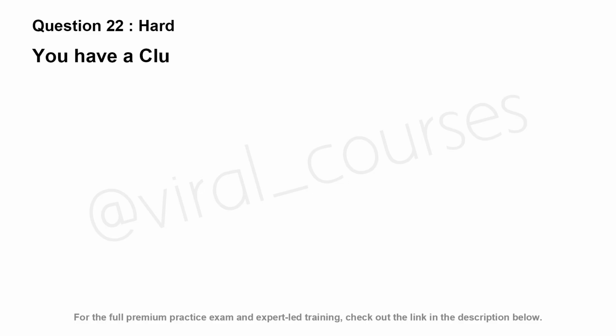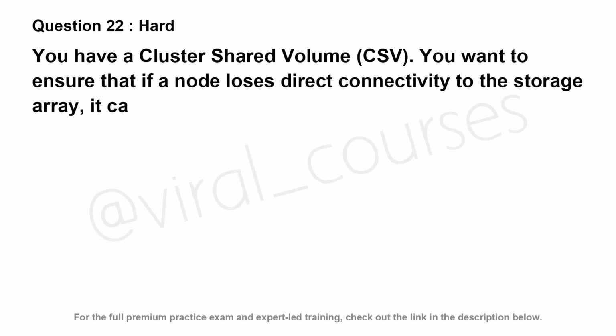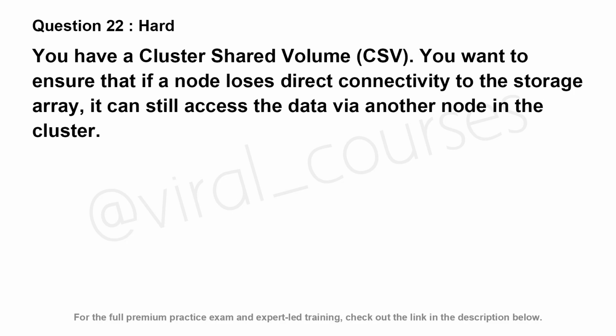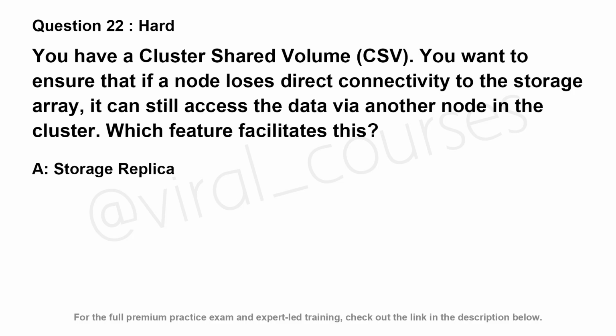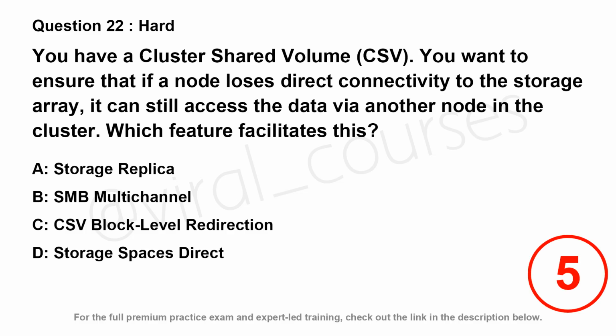You have a cluster shared volume, CSV. You want to ensure that if a node loses direct connectivity to the storage array, it can still access the data via another node in the cluster. Which feature facilitates this? Option A, Storage Replica. Option B, SMB Multichannel. Option C, CSV block-level redirection. Option D, Storage Spaces Direct.